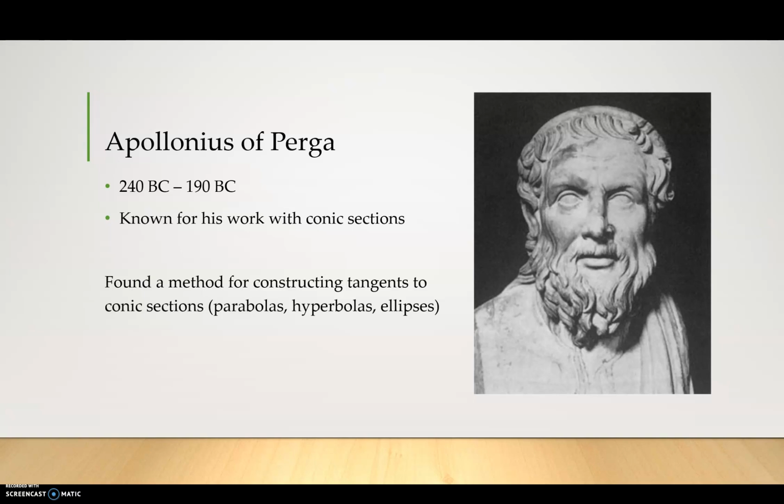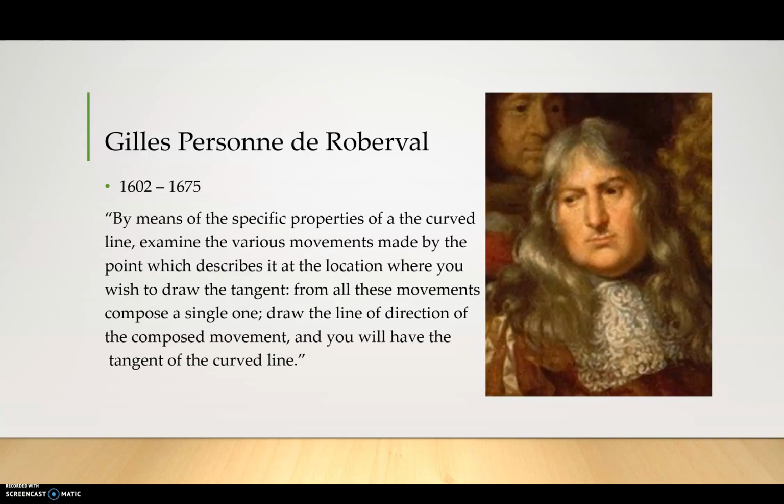Now, people continue to work on this problem for quite a while longer, but it's not going to get any real huge leaps, huge jumps in change until we get into the 1600s. So, we're going from 200 BC to 1600 AD. So we're skipping about 1800 years. We're jumping forward in history. And I'm going to start with Gilles Poissonnière de Roberval. I'm probably mispronouncing that name. He is French. That's important.